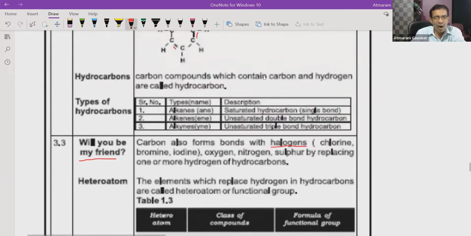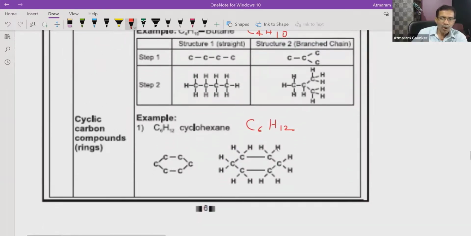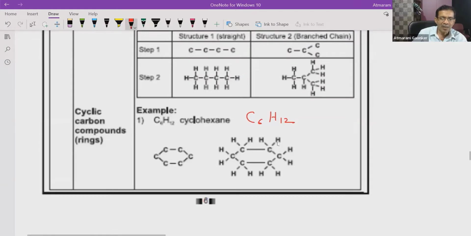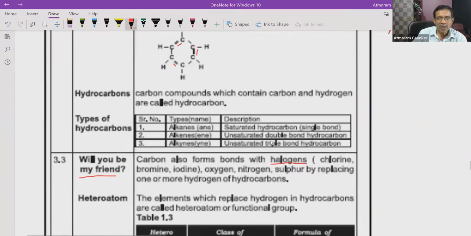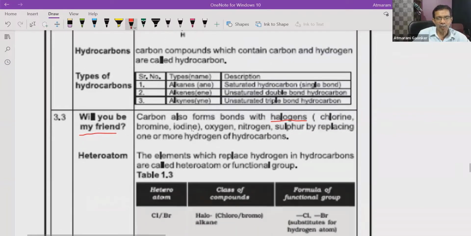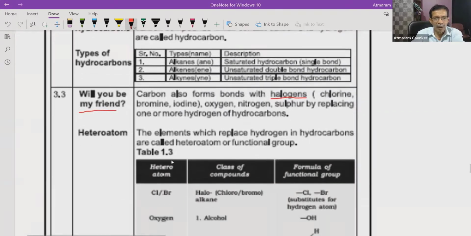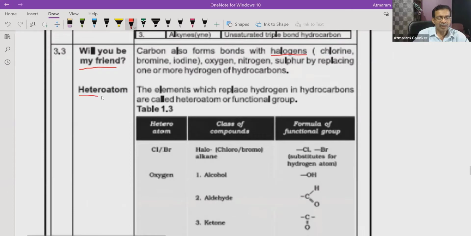Now we have seen all with the hydrocarbons. So hydrogen is removed and replaced with the new thing. And what are those new things? New things are chlorine, bromine, iodine, oxygen, nitrogen, sulfur. Anything can be replaced. And what it is replaced with is called a heteroatom. The element which replaces hydrogen in a hydrocarbon is called a heteroatom. And heteroatom is also called a functional group.